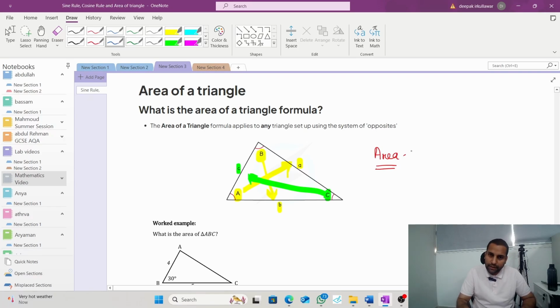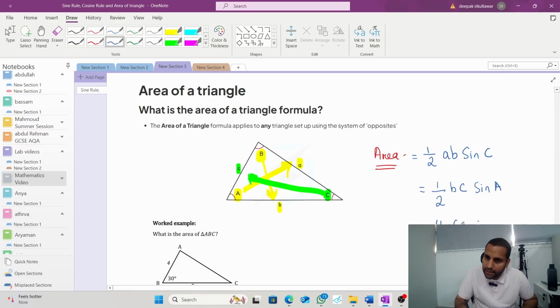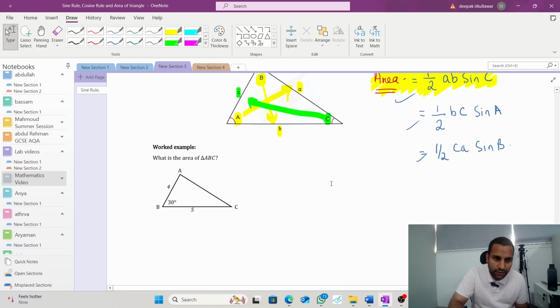So the area of the triangle is given by half ab sine C, or you can also take half bc sine A, or you can also take half ca sine B. It is up to you. All of these can be used. Generally in your formula booklet you will find area is equal to half ab sine C. So let us do one question related to this.